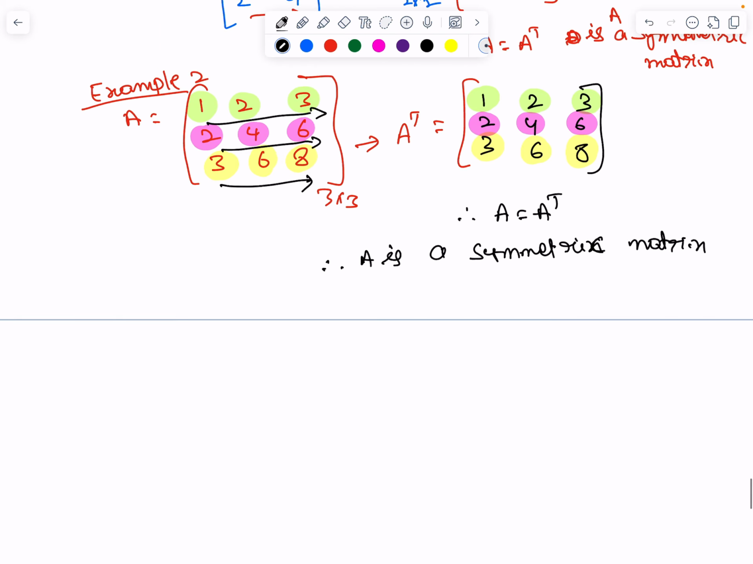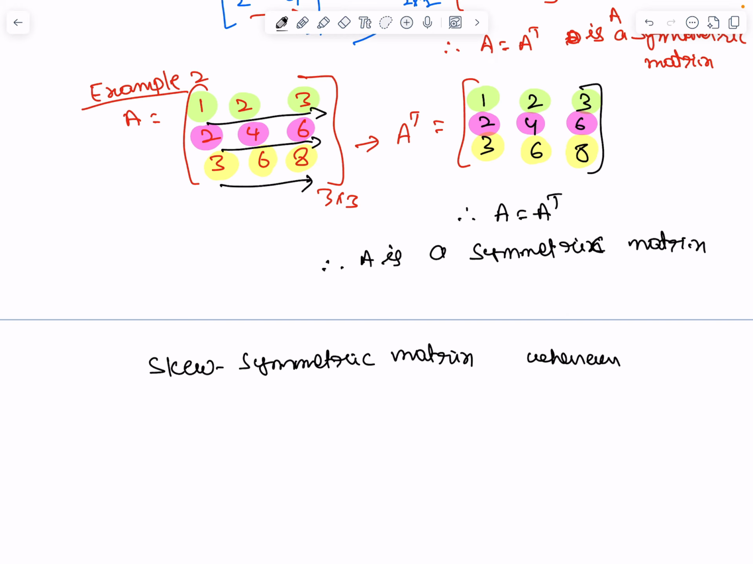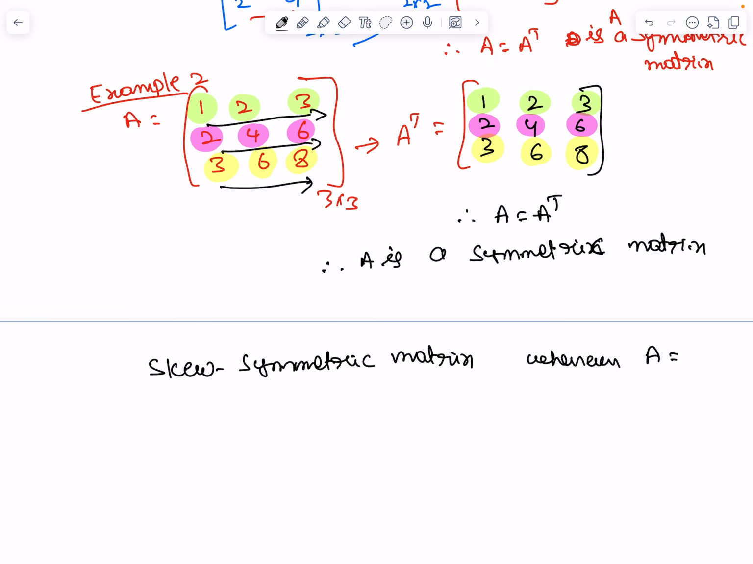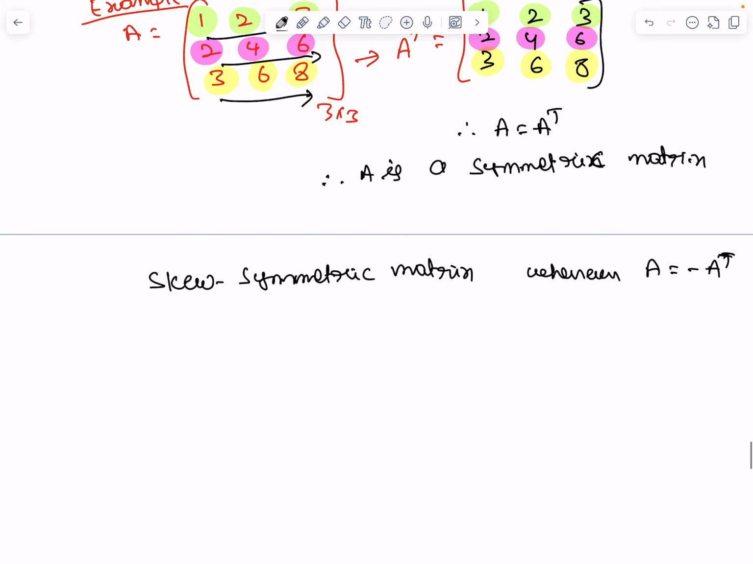Next one is called the skew-symmetric matrix. Skew, S-K-E-W, skew-symmetric matrix. Whenever you are flipping and you get A is equal to minus A transpose, we call it a skew-symmetric matrix.